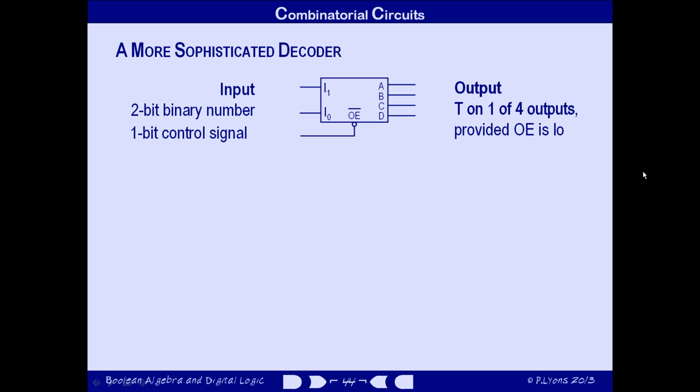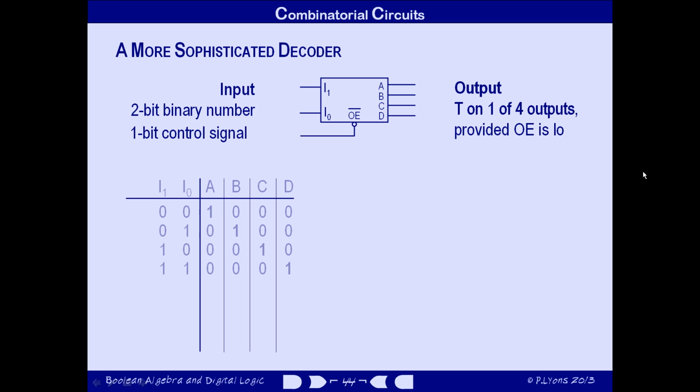One of its data outputs will be true, depending upon the value of the data input. When the output enable control signal is high, on the other hand, all of the outputs are false, irrespective of the values of the data inputs. So we can now start to draw the truth table.